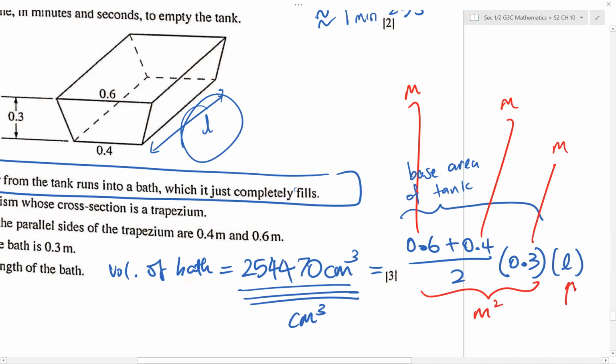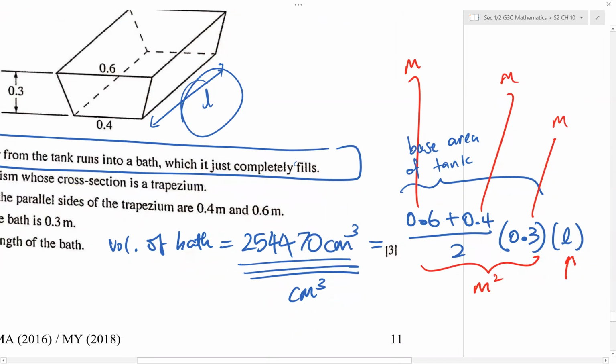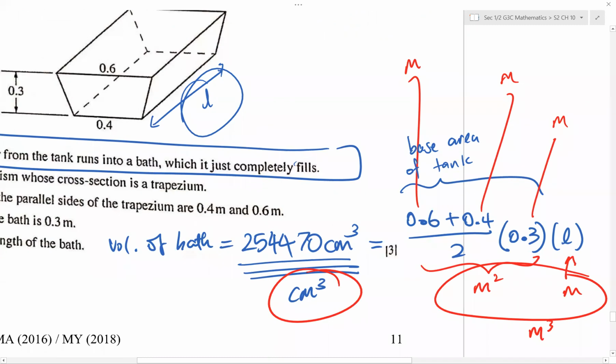Then what is your unit for your length? Wow, that is very complicated. It is probably going to be meters, right? Then your square meter times meter, you're going to get cubic meter. Doesn't tally. So the answer will be wrong, even though the approach is correct. Okay, so what should we do? Change which one?